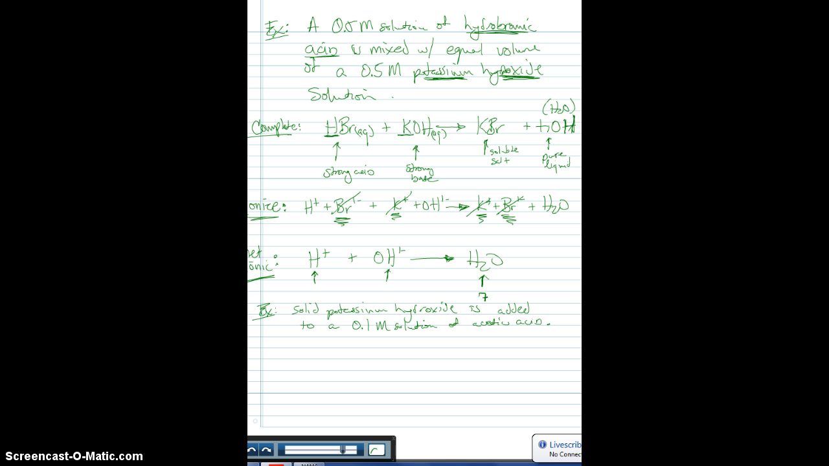What we have here is solid potassium hydroxide being added to a 0.1 molar solution of acetic acid. Let's do the complete first, and then we'll talk about what's going on for the net ionic. For the complete, I have solid potassium hydroxide, KOH, solid, and acetic acid, HC2H3O2. Again, this is a double replacement reaction where these two switch places. We get potassium acetate plus water being formed, HOH. This one is going to be aqueous because we have an alkali metal, plus the acetate ion, which is also soluble.